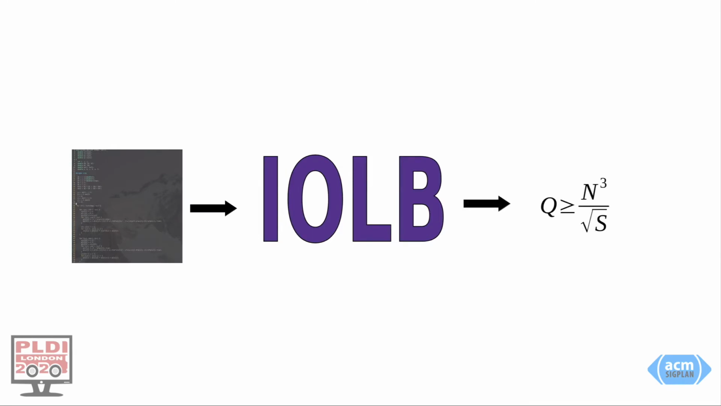If this bound is high, then this proves that the program is I/O limited and cannot be improved by changing the schedule of operations or the memory allocation.